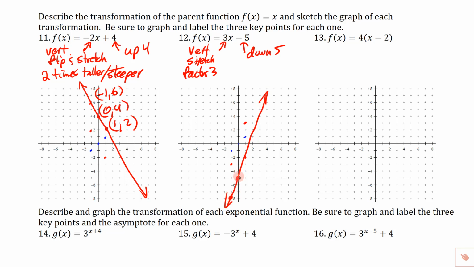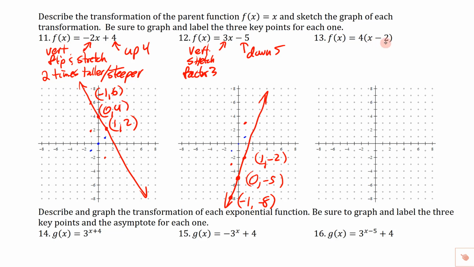And then these are the points that we want to label right here. So this one is 1, -2. This one is 0, -5. And this one is -1, -8. Okay? All right, let's take a look at this one.